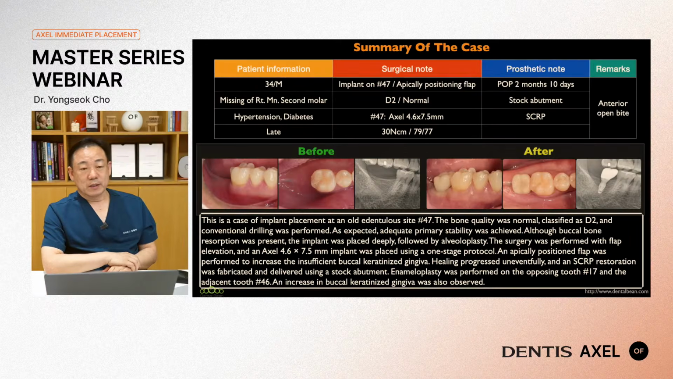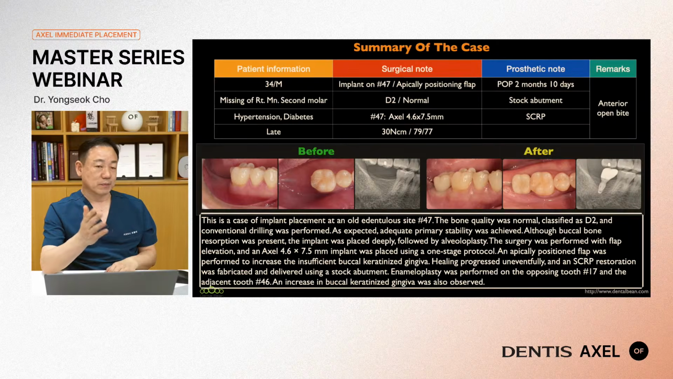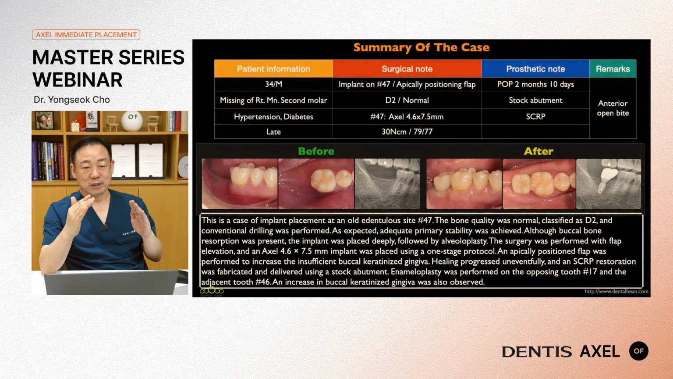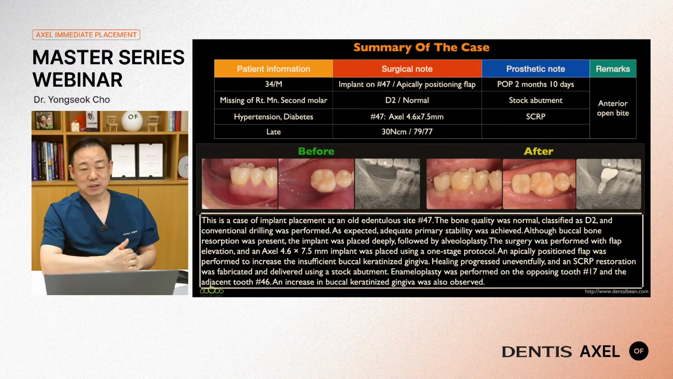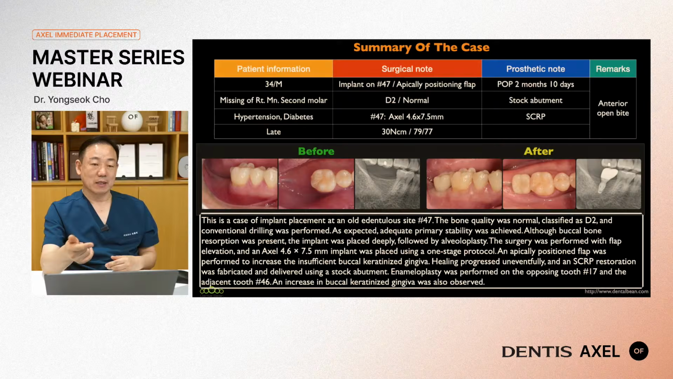So, at such a missing site, number 7 requires alveoloplasty in many cases because the coronal portion of the buccal bone is lost. But the simple solution is just to do alveoloplasty and place a short implant deeply. And if necessary, we do apically position suture to increase soft tissue volume at the buccal side.